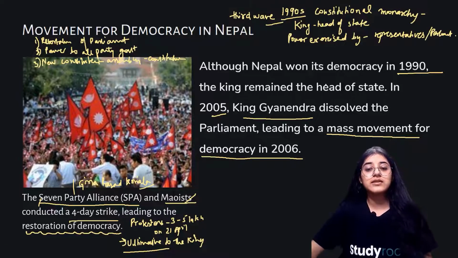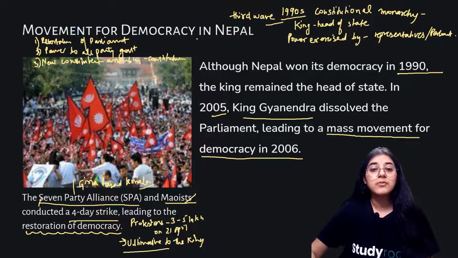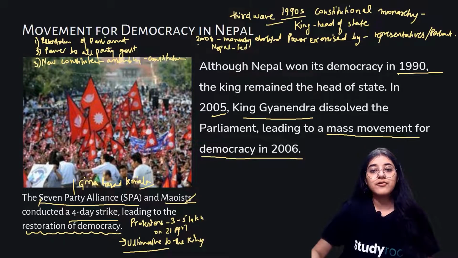So these situations were taking place. In 2008, the monarchy was totally abolished, and Nepal became a federal democratic republic form of government. And in 2015, it adopted a new constitution. So what were the changes if we talk about? Monarchy was abolished, 2008. Nepal became a federal democratic republic. And in 2015, what happened? Constitution was adopted.